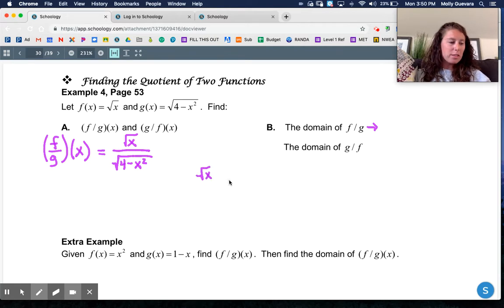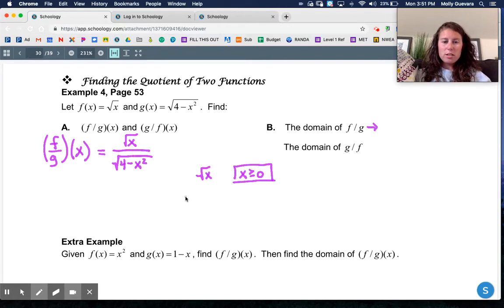Square root of x. The domain of square root of x, because it's on the top, it can be 0, right? Because you can have 0 on the top. So the domain here is anything greater than or equal to 0. The only thing I can't have under the square root is negative. Okay, so x is greater than or equal to 0. No problem. Perfect. Way to go, right? But the question is, does that work down here too?